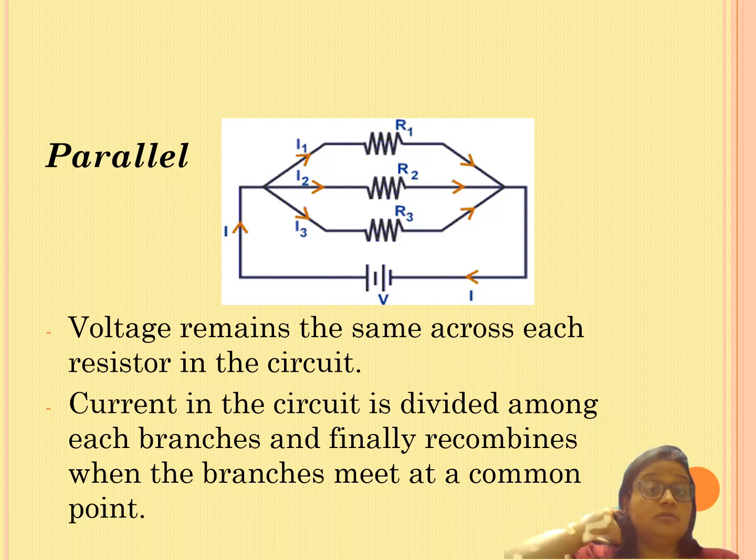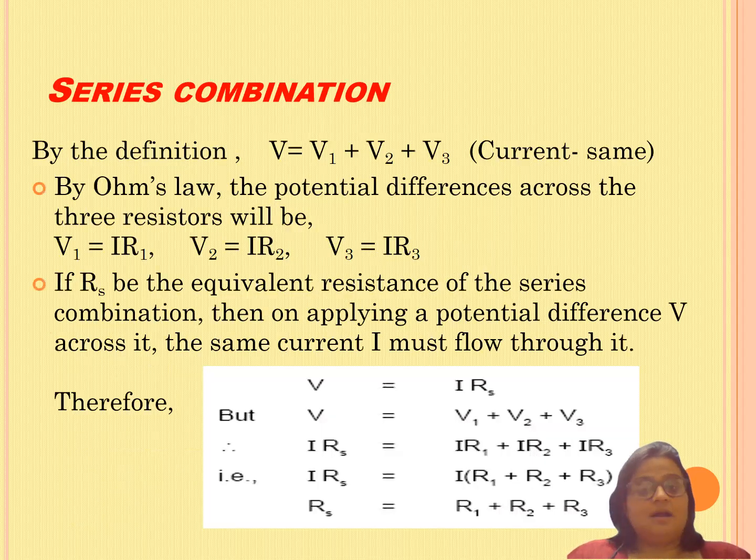But the voltage will remain the same. Whatever voltage we are giving will remain the same for all three resistors. And this is the difference between the two combinations. So let's start the derivation.